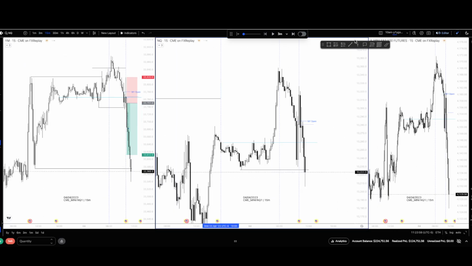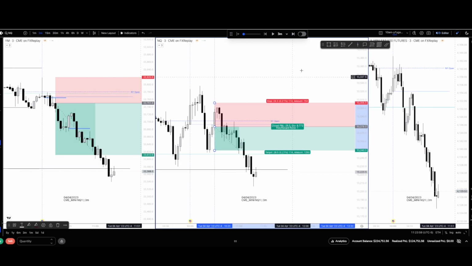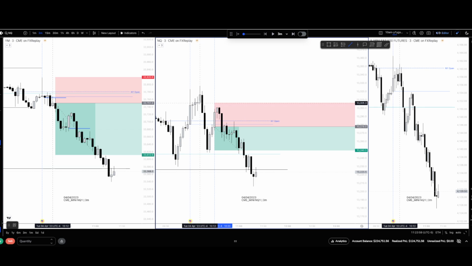How would you be able to participate in NQ? It would be this 15-minute C3. Off of that 15-minute C3, trade the 15-minute C4, and that's off of this 3-minute CISD that's located here.